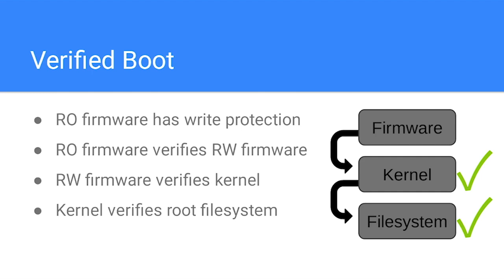This read-only firmware then verifies the read-write part of the firmware: it gets its image, verifies its signature, checks that the signature matches the key that it has, and only if it matches does it boot it. The read-write part of the firmware does the same with the kernel. The kernel does the same with the root file system that it uses. So in this chain, every previous stage verifies the next stage, and only if all stages are verified do we boot all the way to the kernel and run this operating system.